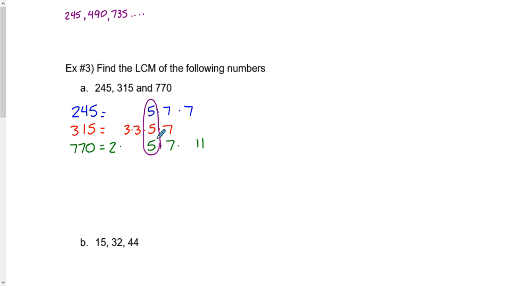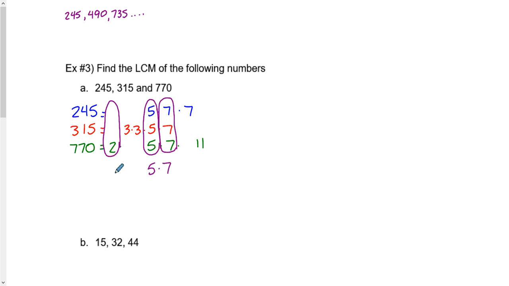There is a 5 common in all of them. There is a 7 common in all of them. Well, I'm going to write my 5, I'm going to write my 7, and here's how I do the rest. I just look for, again, is there anything else common? Well, there is 1, 2 in here, but there's no other 2s in these. So I'm just going to circle my group of 2s.